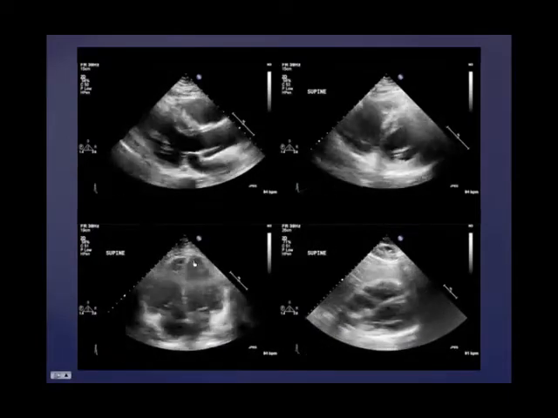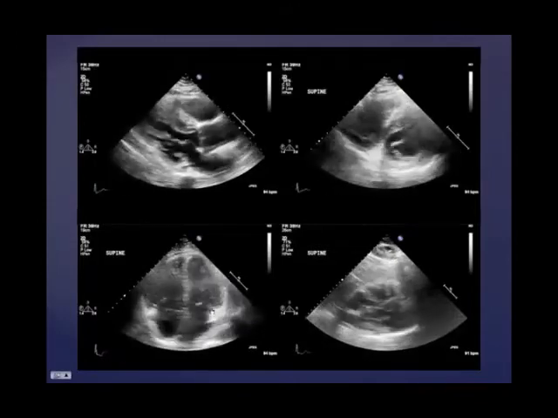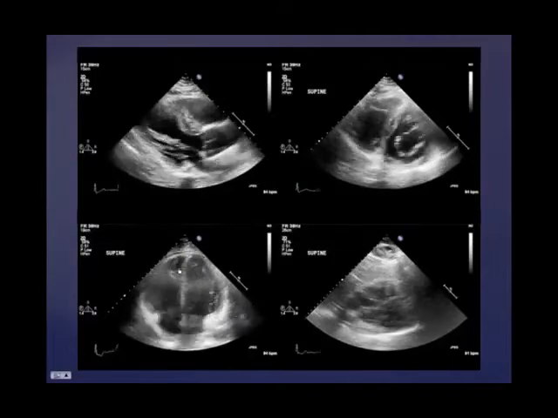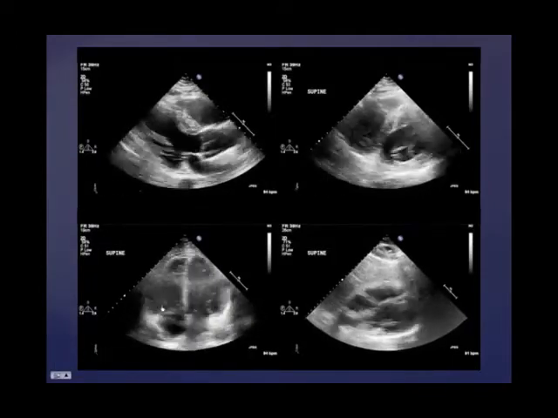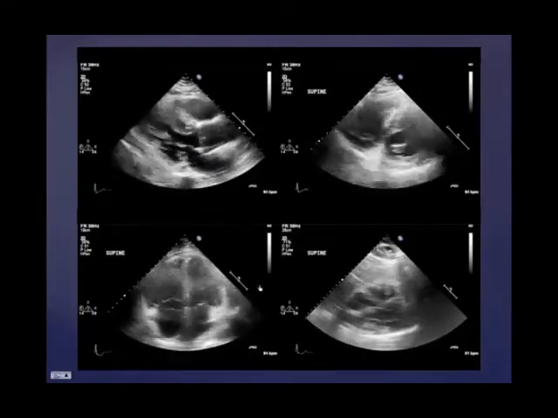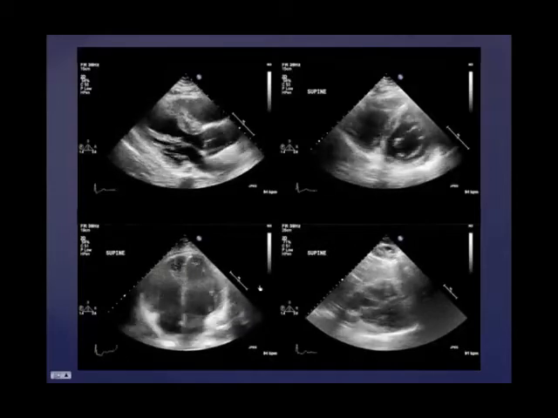This is the apical 4-chamber view, and I think this is the one that you'd actually get a big suspicion on. Suddenly the right ventricle, instead of being small, you'd sort of expect it to come down here, is the same size as the left ventricle, and I think that's a key. If you think the right ventricle is the same size as the left ventricle, then it's big.